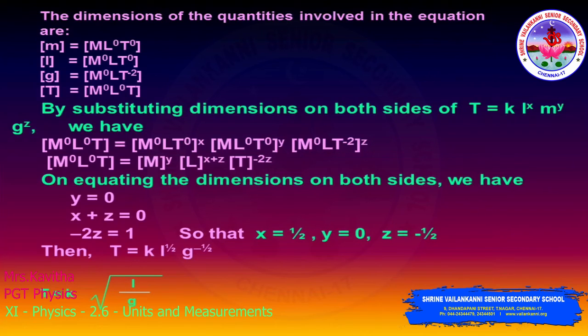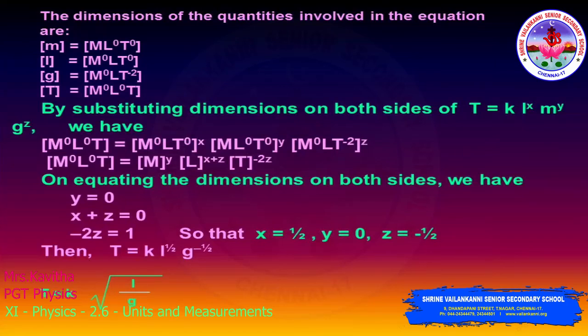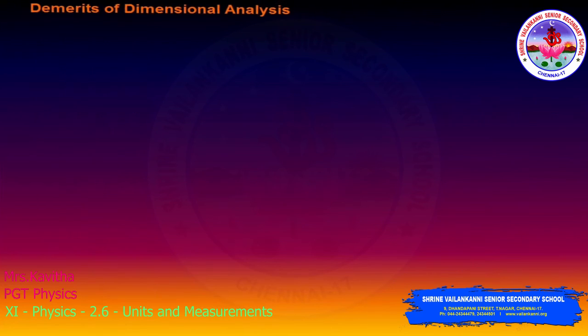Then we will get the value of T equal to K into L power half, g power minus half, that is, T equal to K root of L by g. The value of K is 2 pi, which cannot be determined by this method. So we can write T equal to 2 pi into root of L by g.